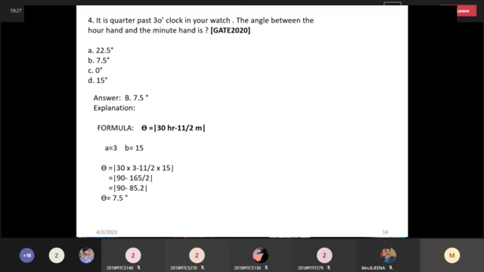The angle between the hour hand and minute hand is 7.5 degree. The options they have given are 22.5 degree, 7.5 degree, 0 degree, and 15 degree. So option B is the right answer, 7.5 degree. Next question.